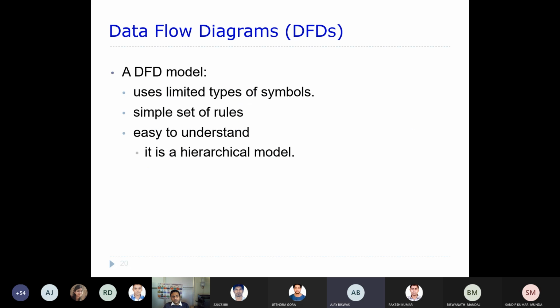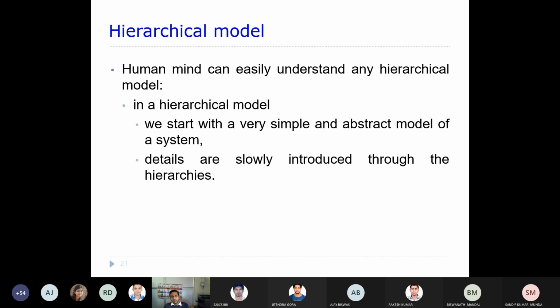So this is part of any DFD model. You will see certain types of symbols, and we have a certain set of rules, and it follows a hierarchical model as well, because hierarchical models are the ones that help us comprehend a very large, complex problem. That's the reason why DFD also uses a hierarchical model. One example is that the human mind can easily understand any hierarchical model.